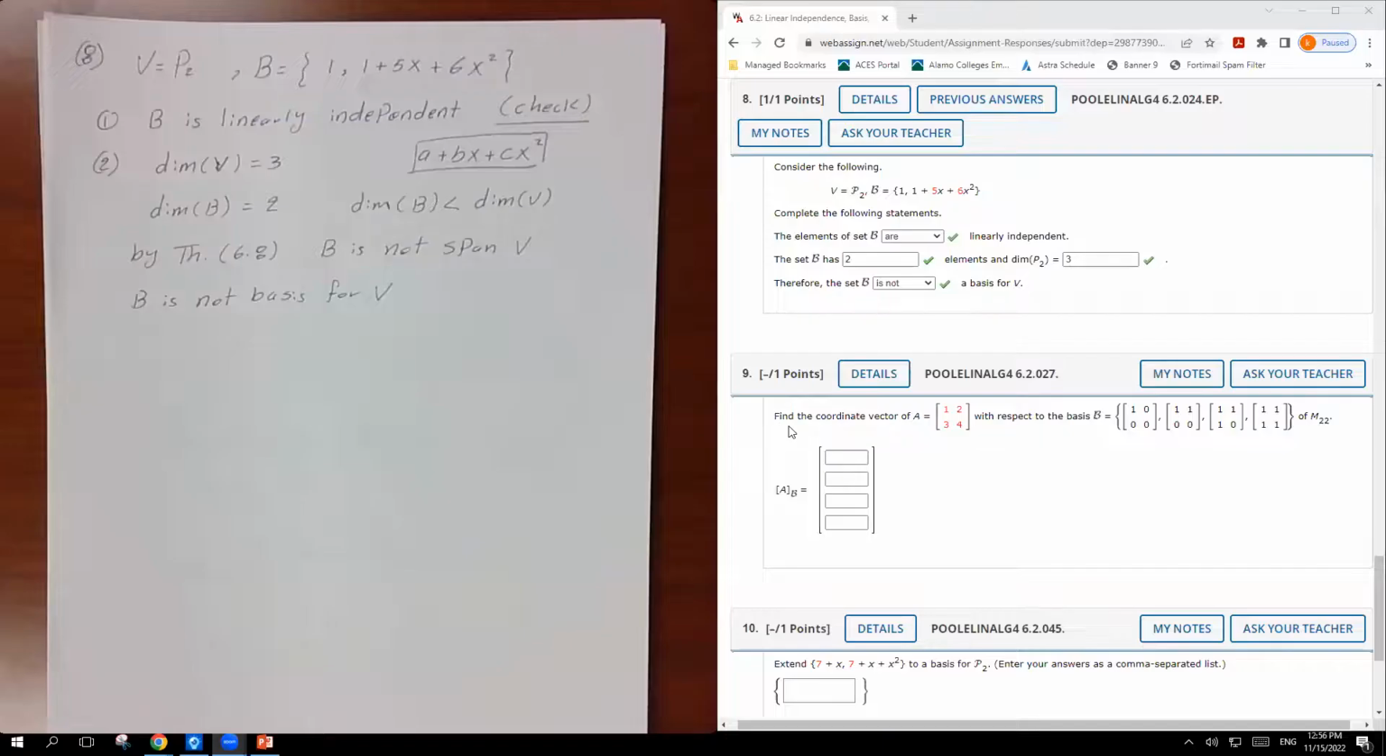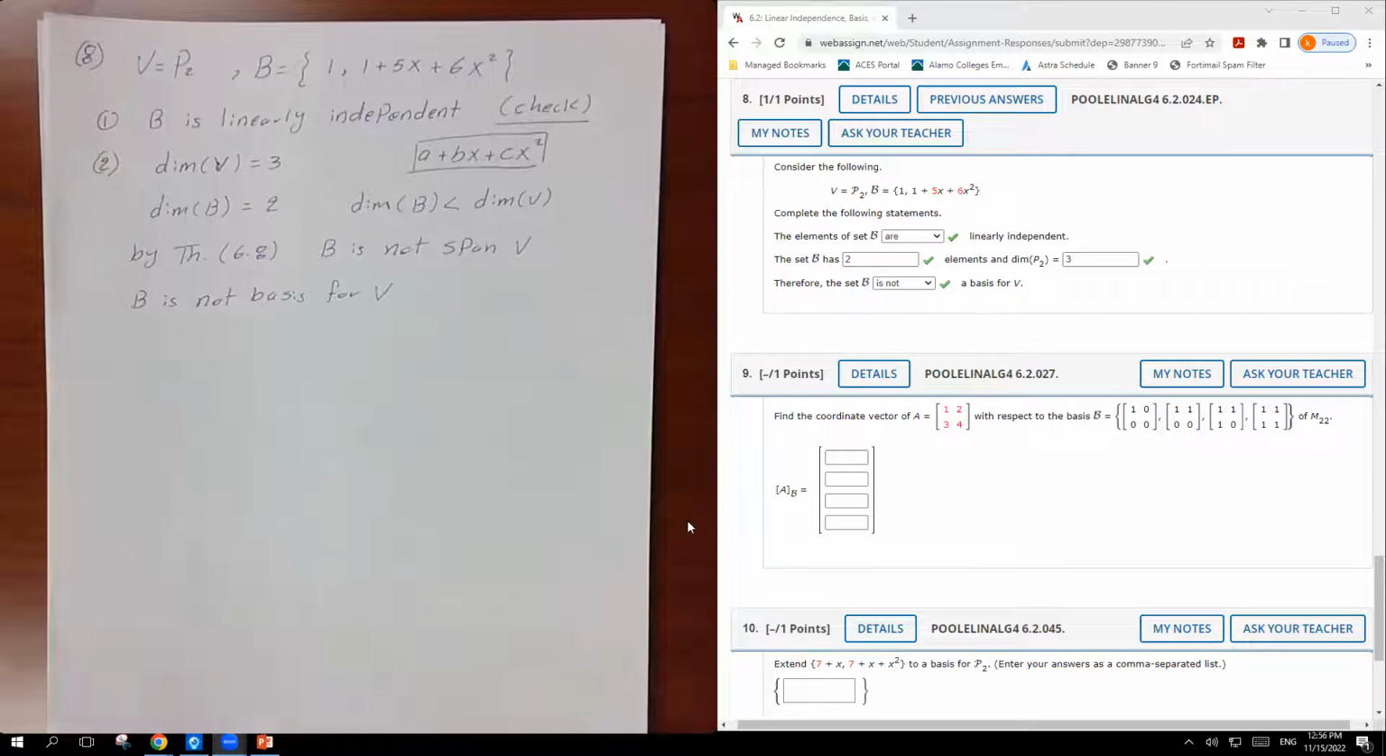Number 9, they ask you to find the coordinate vector of A with respect to the base. That means the coordinate vector is the scalars. So when you write down A as a linear combination of the base B, because they're telling you here it's a base, the scalars C1, C2, C3, and C4 are going to be the coordinate vector.